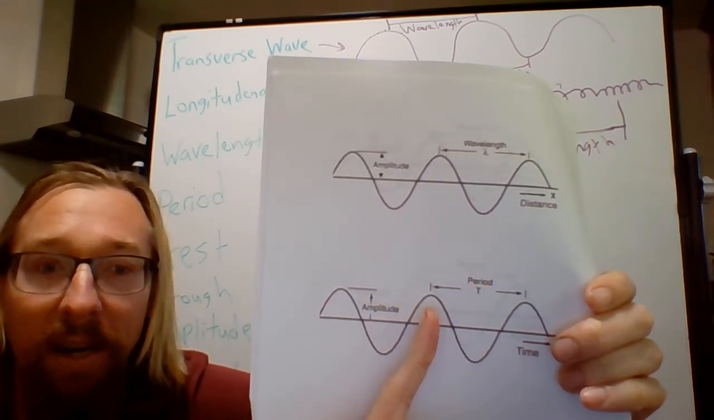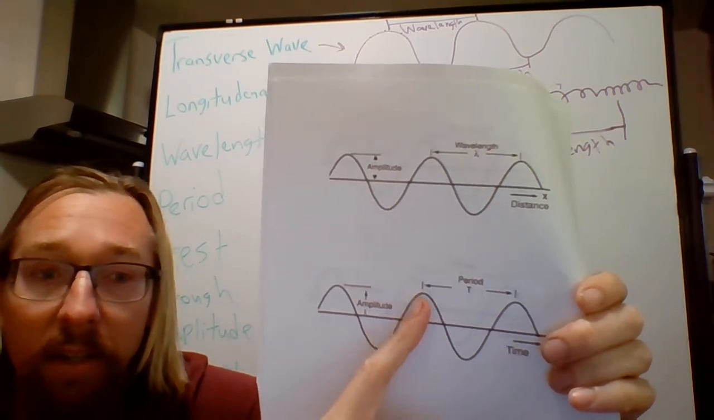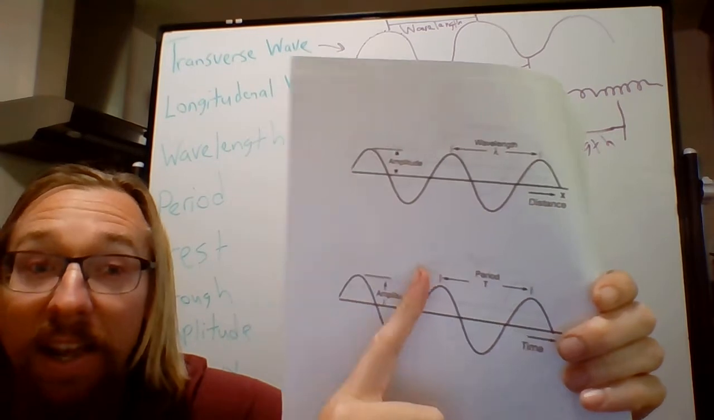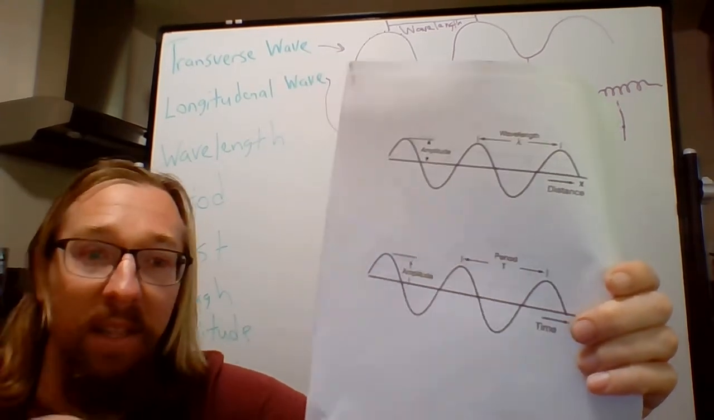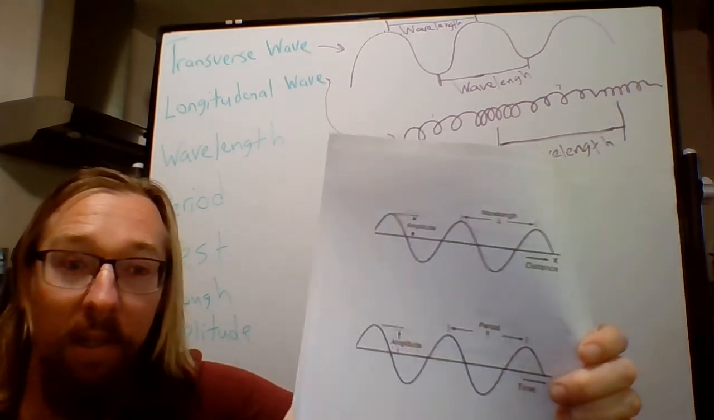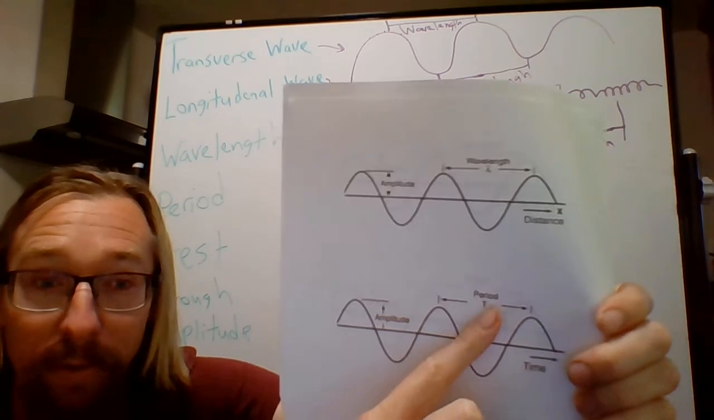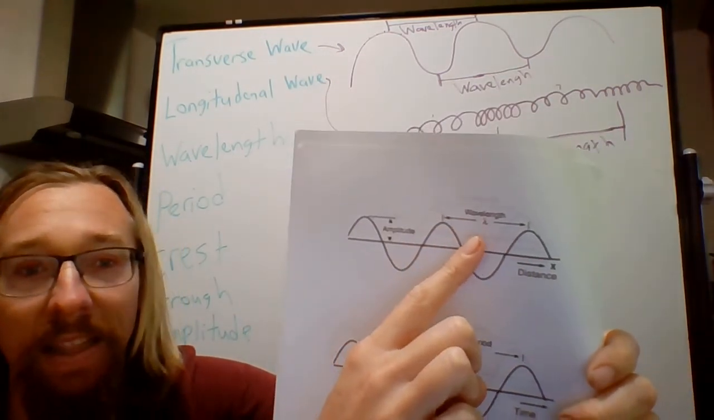A period is the amount of time that it takes a portion of a wave, a certain part of a wave, to travel an entire wavelength. All right? It could be the crest of a wave, it could be the trough of a wave, but the key thing is to remember that it's the amount of time. So period is time, it's represented by the letter T. Wavelength is distance, and it's represented by lambda.